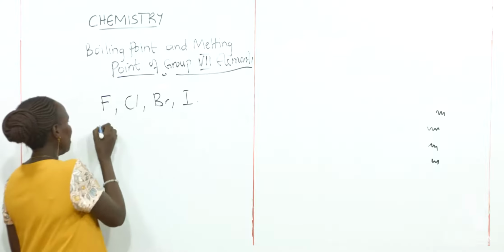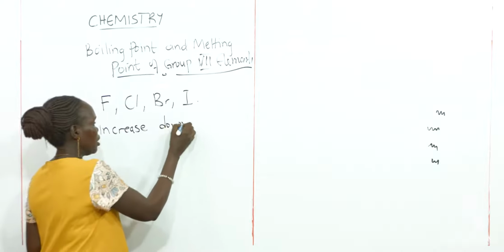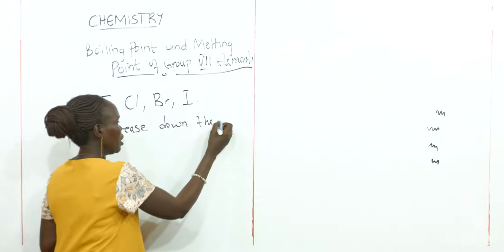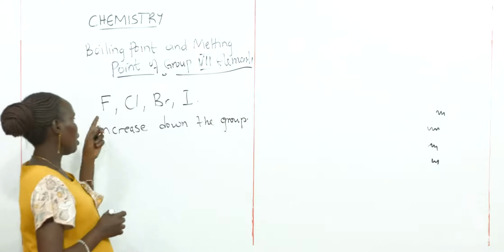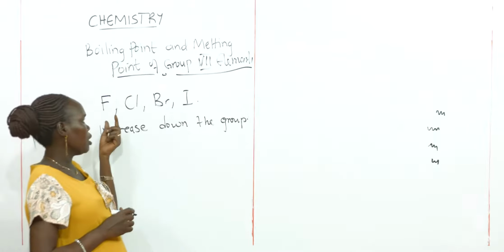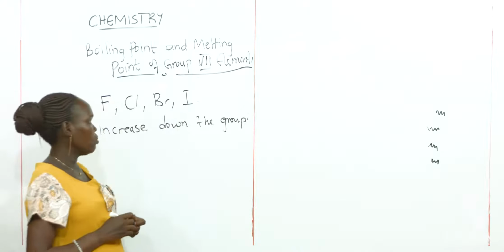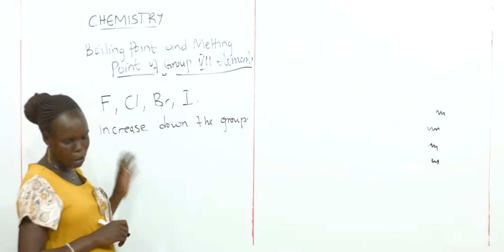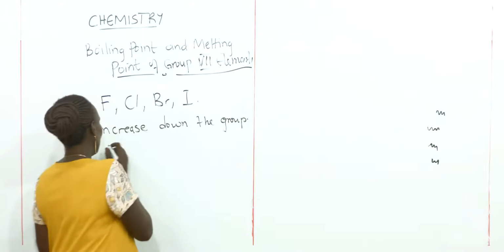So the melting point increases down the group. It means the melting point for fluorine is the least compared to the rest of the elements in the group. The highest melting point and boiling point will be for iodine, and the least will be for fluorine. This is due to the increasing strength of the van der Waals force.